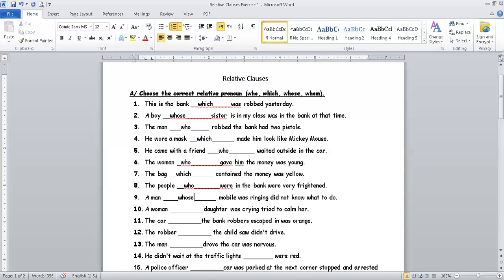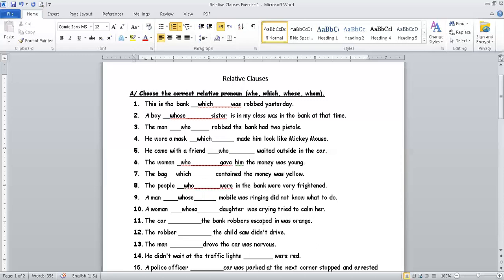Sentence 10. A woman, daughter was crying, tried to calm her. A woman's daughter, her daughter. So the daughter belongs to the woman. It shows possession. Also in this sentence, it shows possession, the woman's daughter. So we use the relative pronoun whose to show possession. And as we said, whose is always necessary and it cannot be dropped.